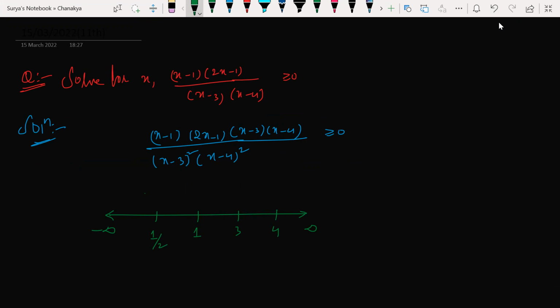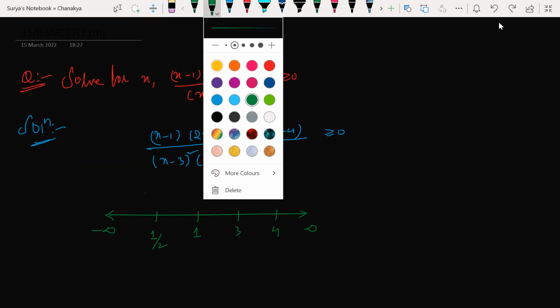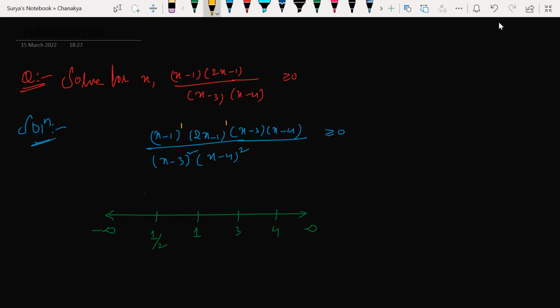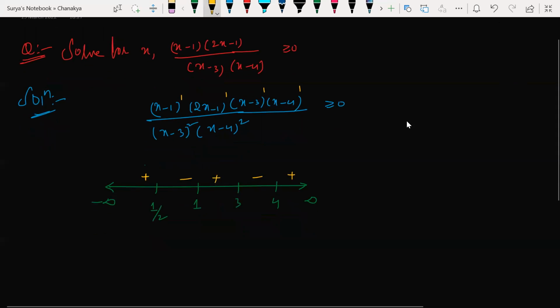Now look at this, I need greater than or equal to. All the degrees are 1 here, all the powers of all these terms are 1. So the signs come plus, minus, plus, minus, plus, and so on. Here I need greater than or equal to 0, which is nothing but the plus region. So here greater than or equal to is given.